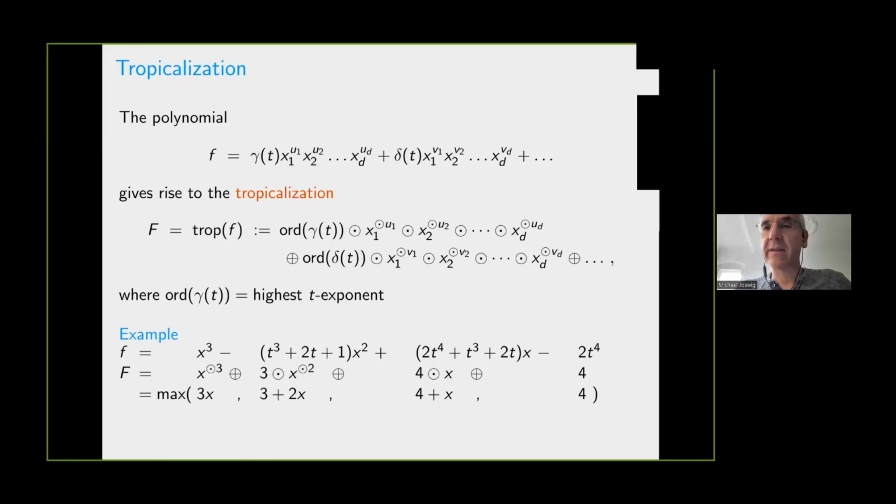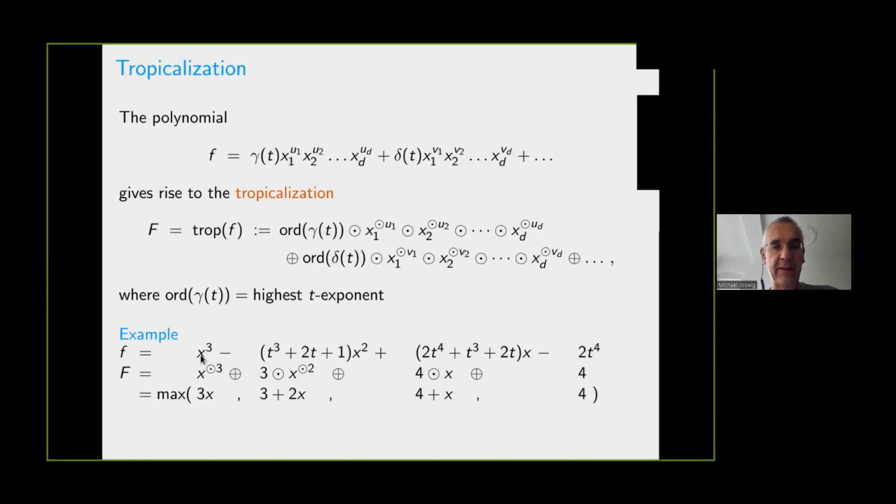With coefficients in this field that I described, this field of generalized Puiseux series, the process that I do is I write down something which looks formally very similar, but I take the coefficient, which is this real Puiseux series, and map it to its valuation, and then I take the monomials just as they are, but for the purpose of evaluation, I'm using the arithmetic of the tropical semi-ring.